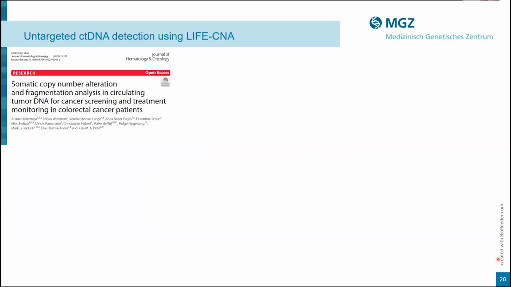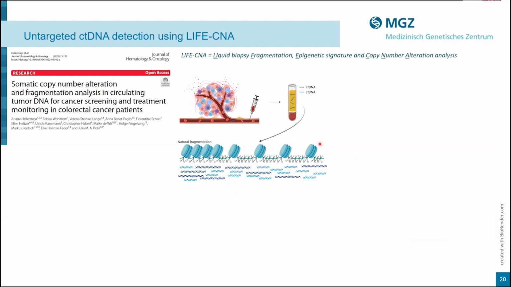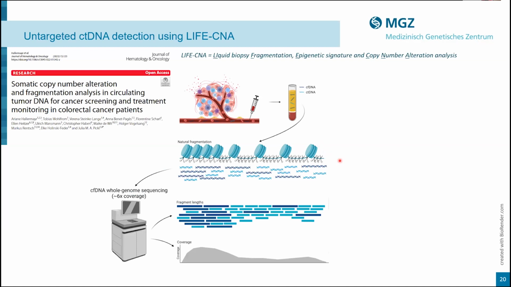Within our lab, we established an approach called LiveCNA, or in long, liquid biopsy fragmentation, epigenetic signature, and copy number alteration analysis. It's a whole genome sequencing-based approach. With this, we try from whole genome sequencing data to infer specific ctDNA features or markers specific for circulating tumor DNA. We first look, for example, at the fragment length of circulating free DNA and circulating tumor DNA, because it is actually quite nice: in closed chromatin, as it's represented here, we expect longer cfDNA fragments, and in open chromatin, we expect shorter cfDNA fragments. Similarly, we observe higher sequencing depth in closed chromatin than in open chromatin. Since the chromatin structure is altered in tumors, this can be used to detect ctDNA.